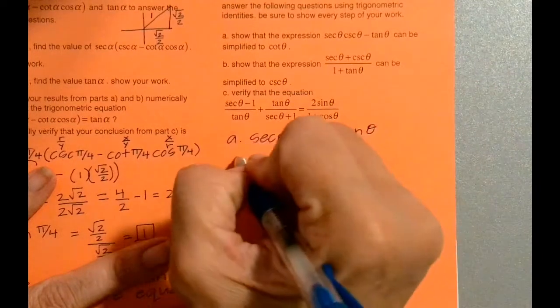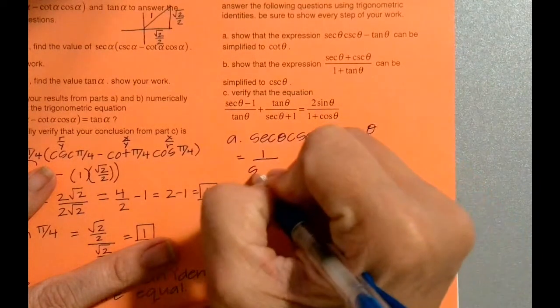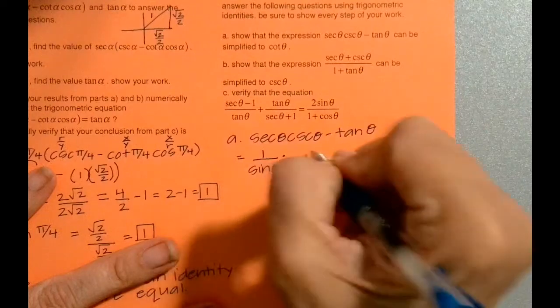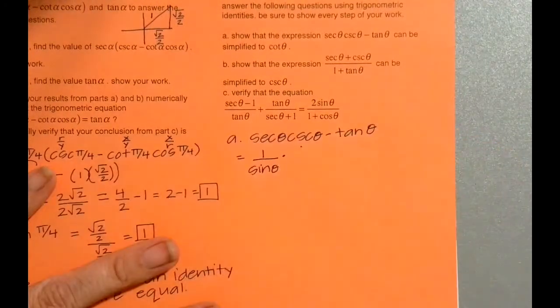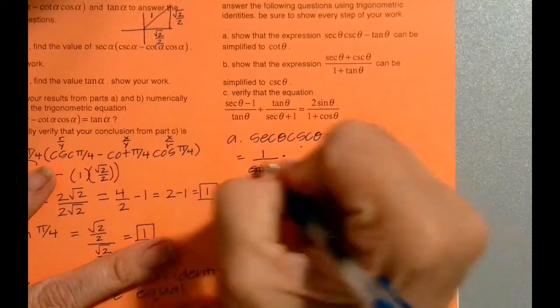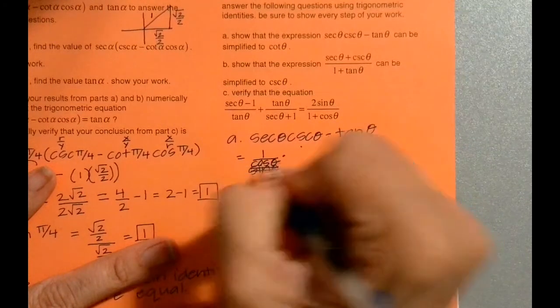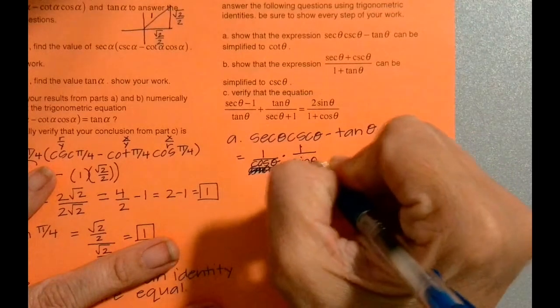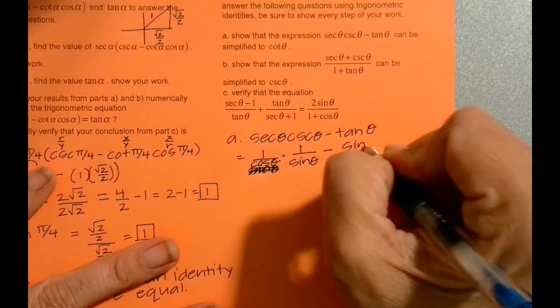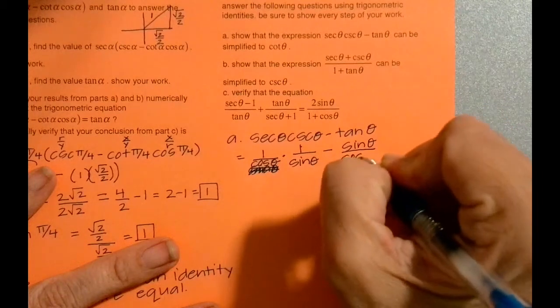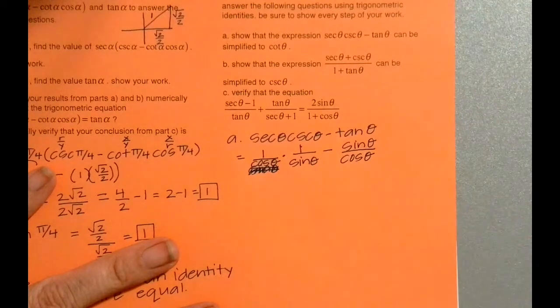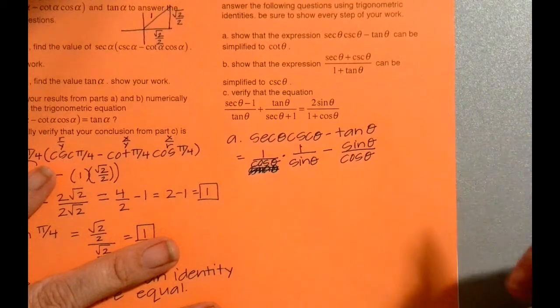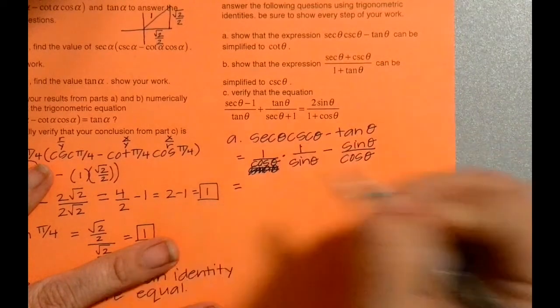So first thing we do, switch to sines and cosines. Oops. This should be 1 over cosine theta. So secant is 1 over cosine theta times cosecant, which is 1 over sine theta, minus tangent theta, which can be written as sine theta over cosine theta.